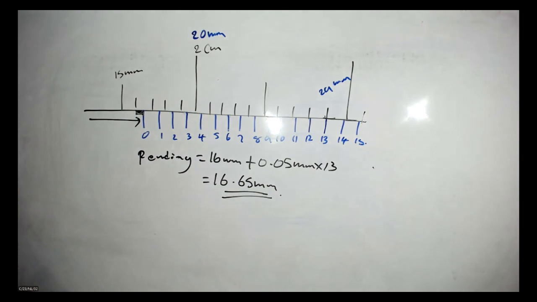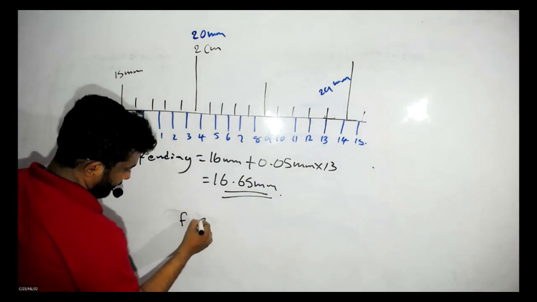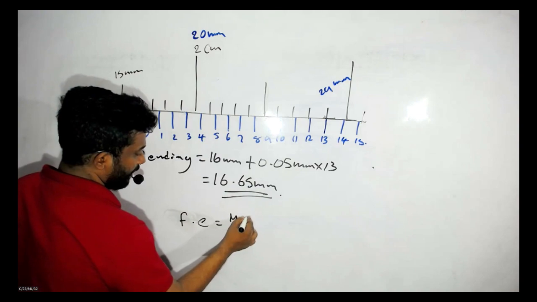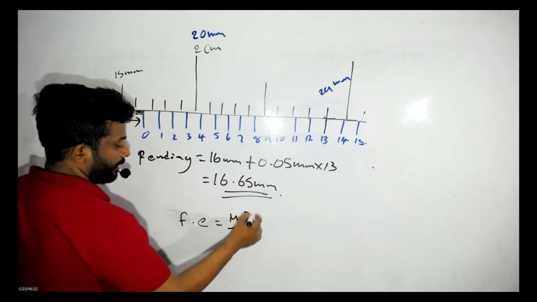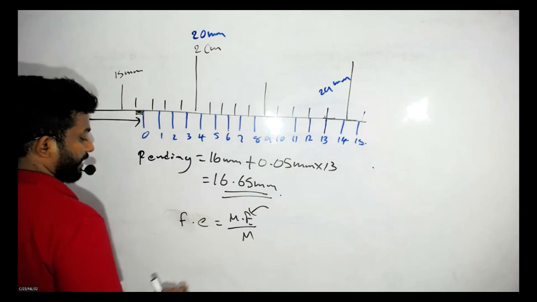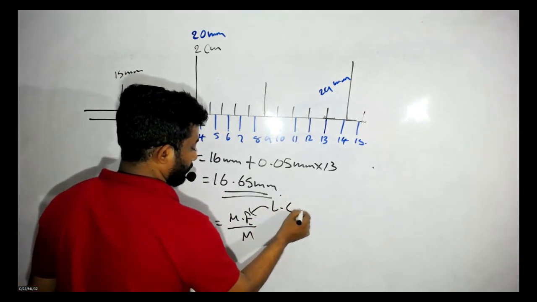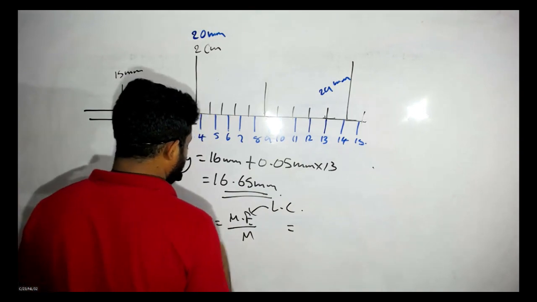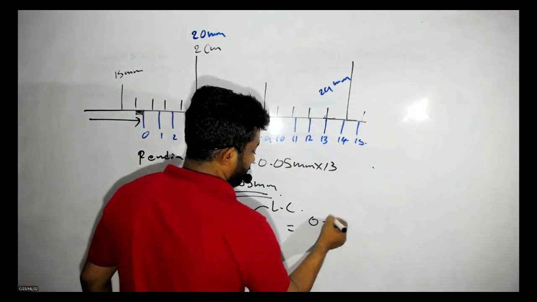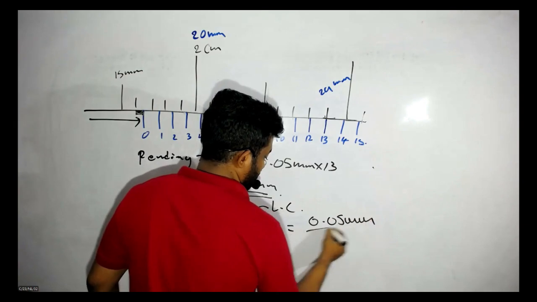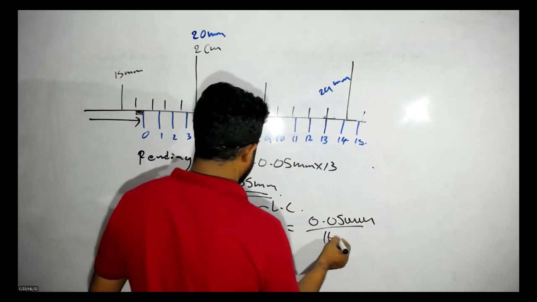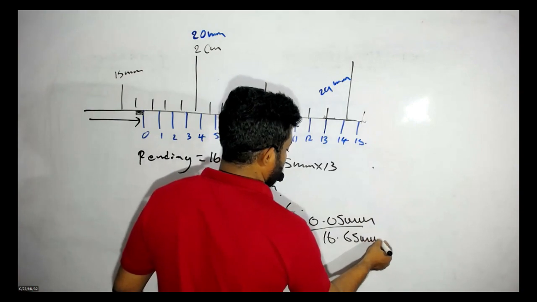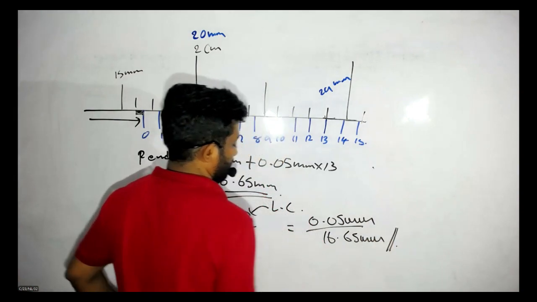Then read the next question, the second part. What is the fractional error? Now we have to find the fractional error, right? Fractional error is the maximum error over the measurement. For a given scale, we assume that the maximum error is equal to the least count. The least count of this scale is 0.05 millimeter. The measurement is 16.65 millimeter. This one is the fractional error, right?